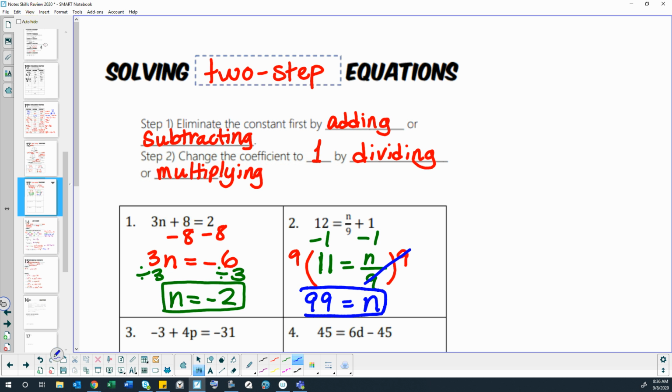So even though n is on the right side, we still found an answer for n. 99 is the value of n, and it doesn't really matter that n is on the right side. You can switch it to the left side now that you've solved it. Just say n equals 99. It means the same thing.